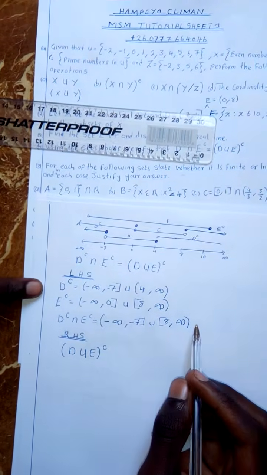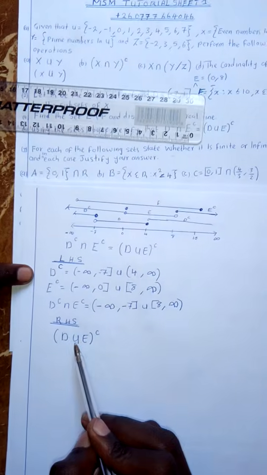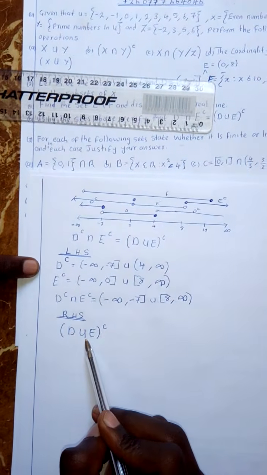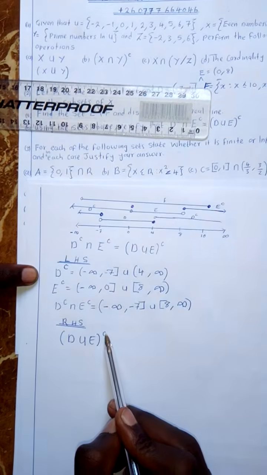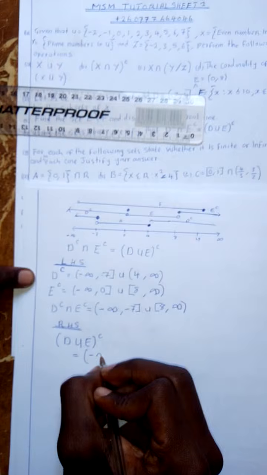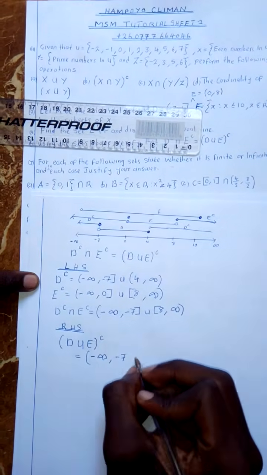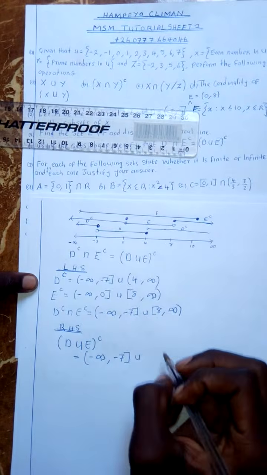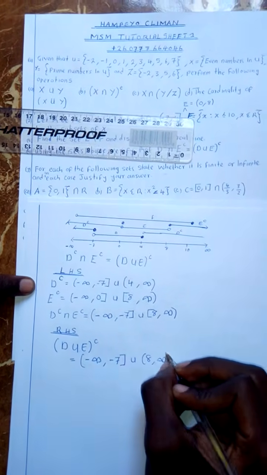But then we know that if you use the same concept, you intersect U with E first, then you find the complement of these, you are also going to discover that you're going to have something like negative infinity, comma, negative 7, then union, then 8. Okay, I think I've shown you the concept. So here you're going to close the bracket, then open the brackets like this.